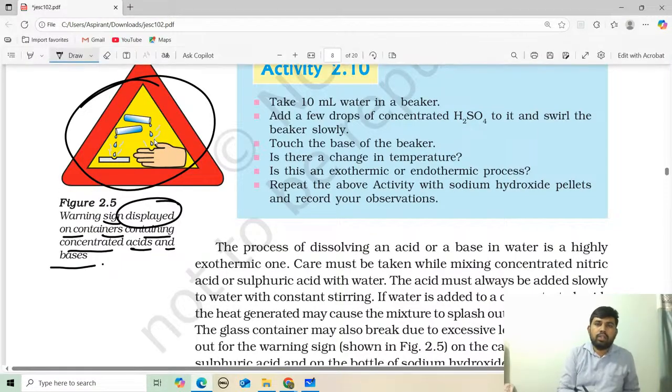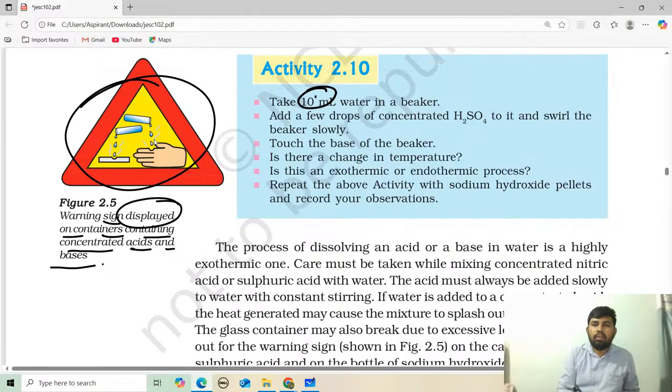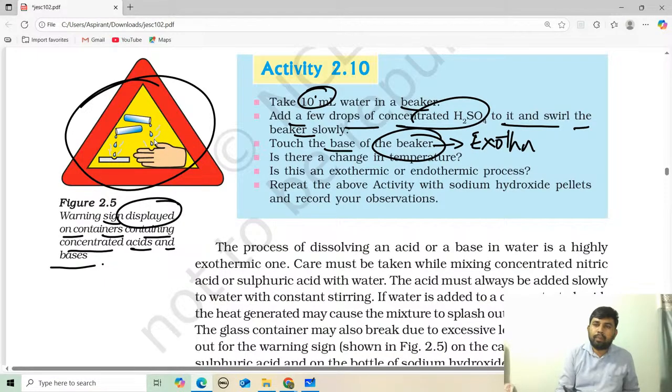So why is this so? Let's look at the activity. Take 10 ml of water in a beaker. Add a few drops of concentrated H2SO4 to it and swirl the beaker slowly. Touch the base of the beaker. In this case the process is exothermic in nature, so definitely the base of the beaker becomes warm. There is a change in temperature, an increase in temperature. Definitely, it is exothermic.